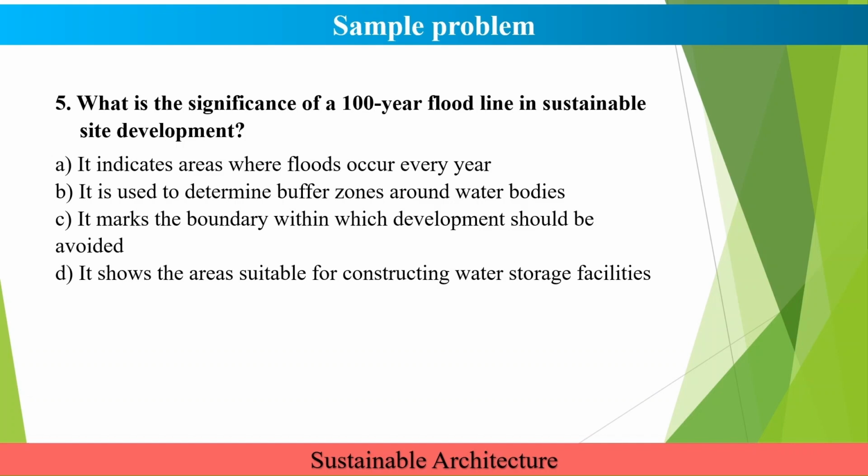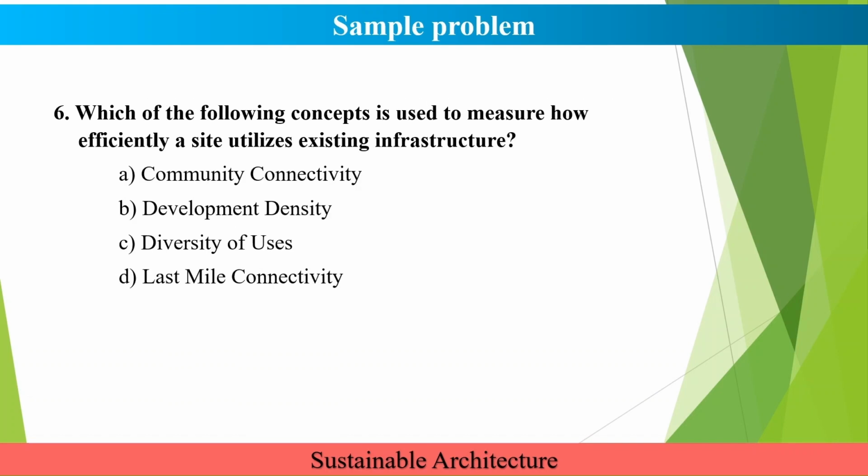C is the right answer. It marks the boundary where development should be avoided. If you recall, the 100-year flood line is used to identify the areas that are prone to significant flooding events. Sustainable site development avoids constructing within the boundary to prevent damage and disruptions. That's why option C will be the correct answer for this question. So I think we can move to the next question, that is question number 6. Try to give answer to this question also.